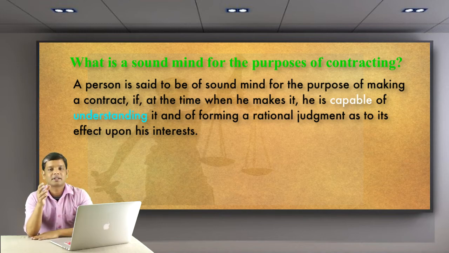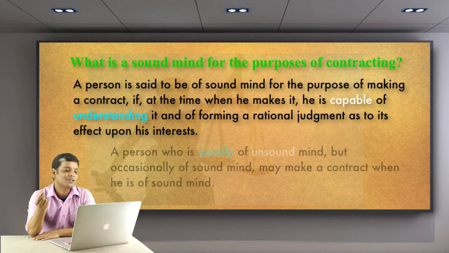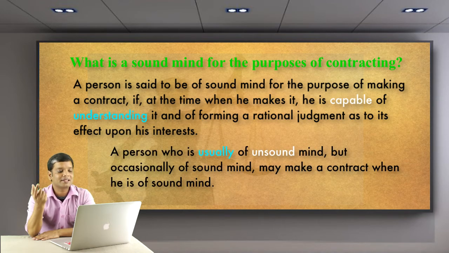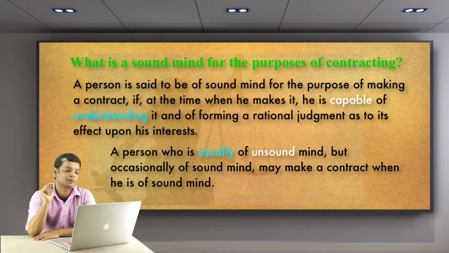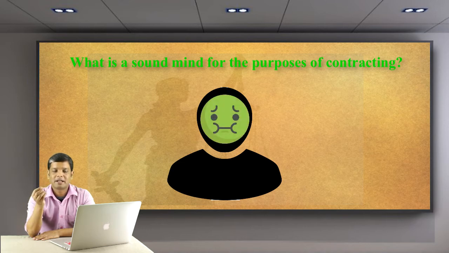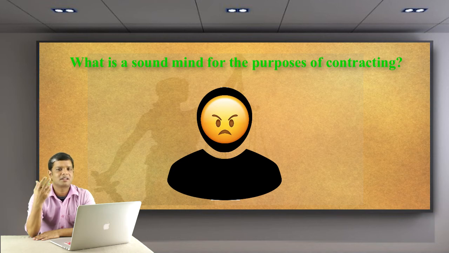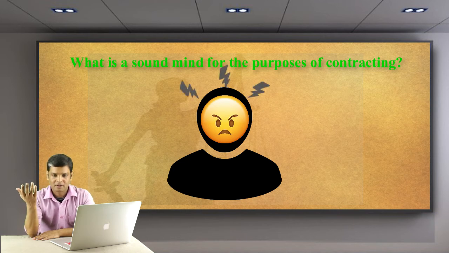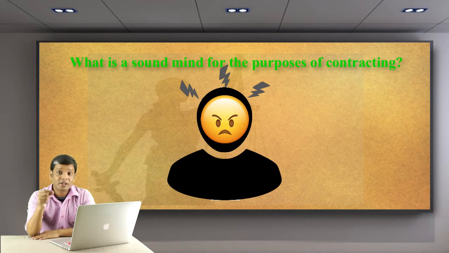Now, this provision further explains this term: a person who is usually of unsound mind but occasionally of sound mind may make a contract when he is of sound mind. What does it mean? Understand it with an example. There is a person A, suffering from some mental illness, and sometimes he loses his mind and is not able to make any decision or know what he is doing. He has no consciousness, no sense of making any decision. Such a person, during that phase when he is of unsound mind, cannot make a contract.